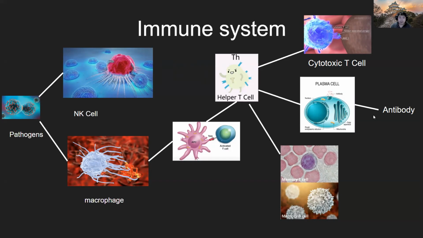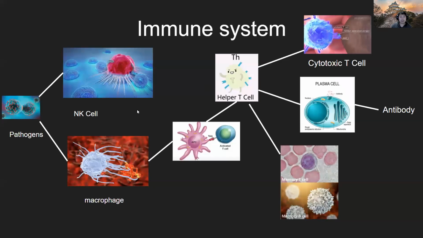Antibody will wrap the pathogens, and then the NK cell will attack those pathogens with antibody wrapped on the outside because they're so easy to identify. And then the next thing is we will have our memory T cell or memory B cell to remember this pathogen. So the next time when the same pathogen comes, our T cell will automatically activate this tool to kill it. So this is how our immune system works.